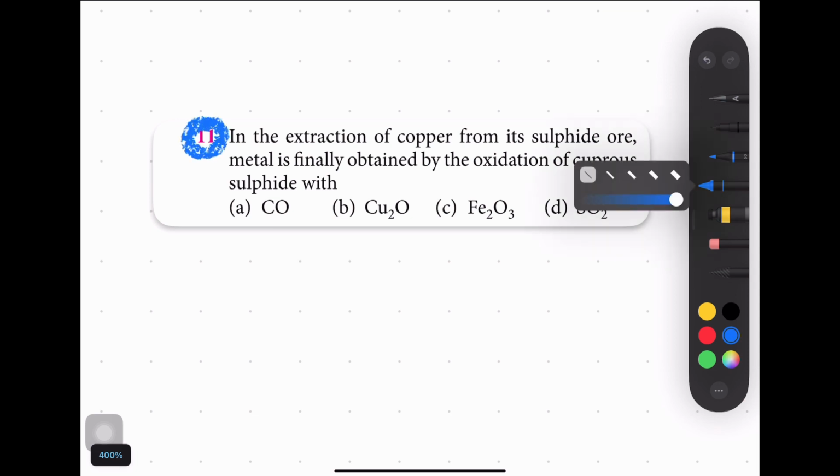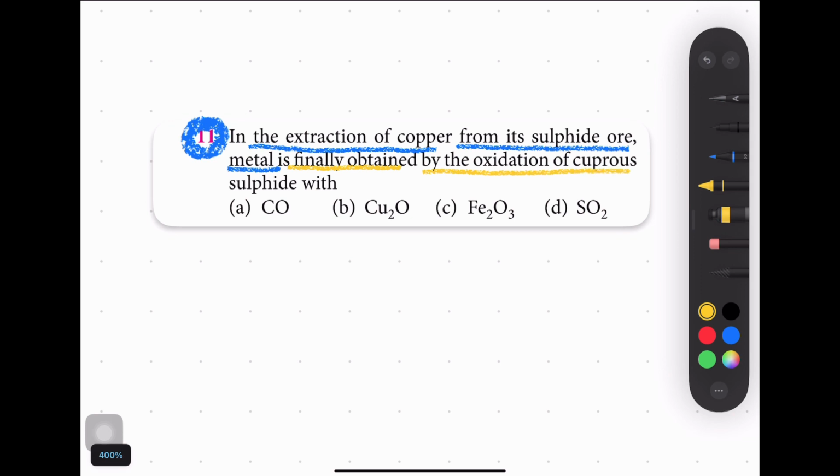The question is, in the extraction of copper from its sulfide ore, metal is finally obtained by oxidation of cuprous sulfide with. Okay, so we know very well that in the metallurgy of copper, we have copper sulfide. When it reacts with copper oxide, basically self reduction takes place. So this is termed as what? Self reduction.